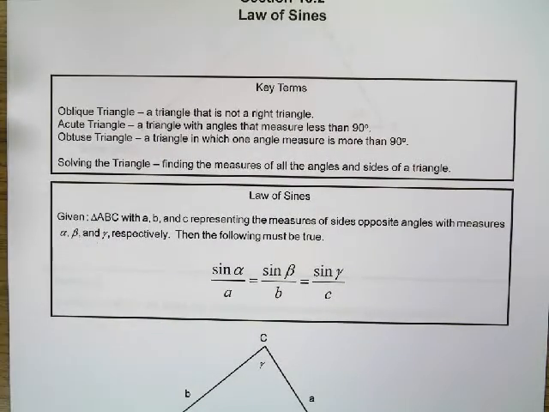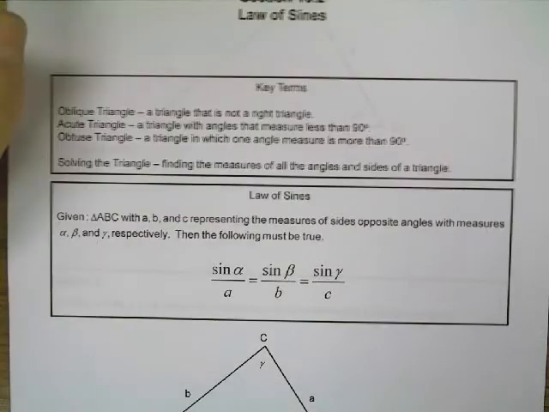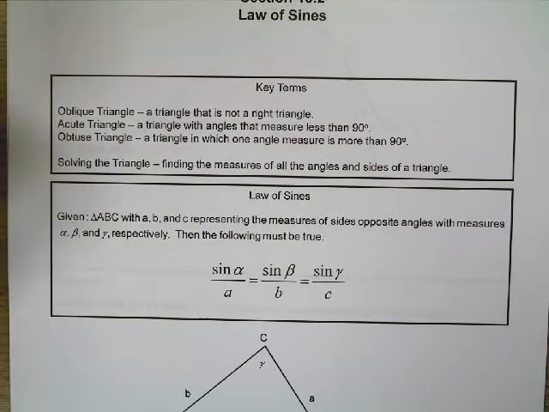First, let's talk about what an oblique triangle is. Oblique just means not right. So if you have an oblique triangle, it means it's not a right triangle. If it's an acute triangle, it will have three angles that are acute, or less than 90 degrees. If it's an obtuse triangle, it will have one angle that is more than 90 and the other two will be acute. The term solving the triangle means finding everything that's missing, every angle and every side that is missing.